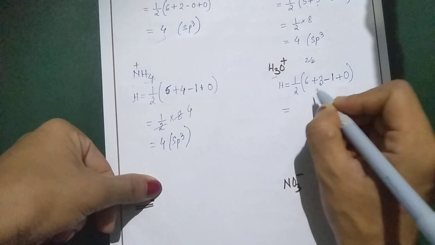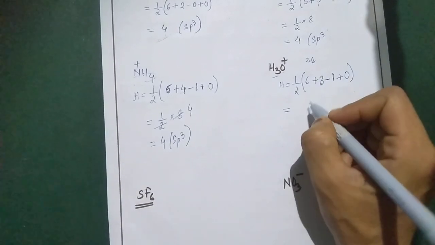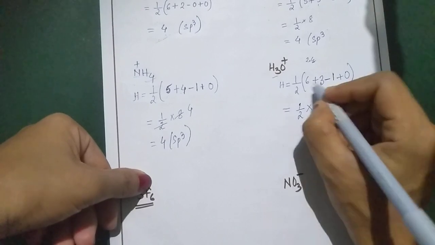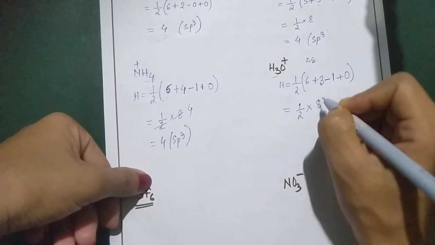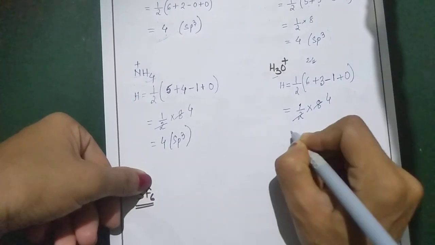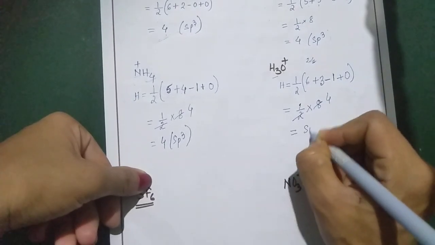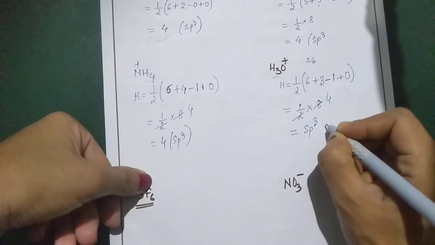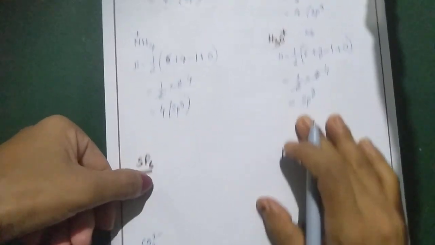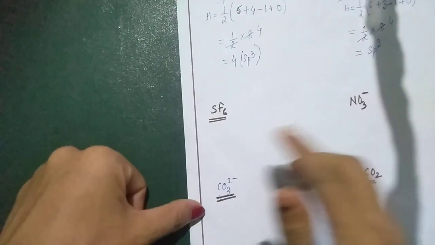So we got again here, half into 9, so 8, so it is 4. So this is also sp3 hybridized orbital. So since it is 4, it is sp3 hybridized orbital. Okay, now let us go for SF6.